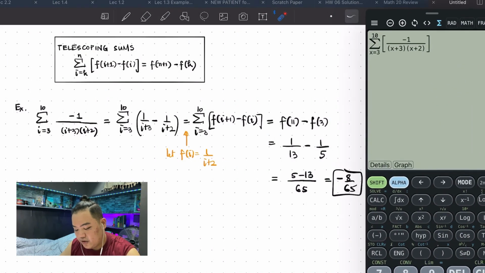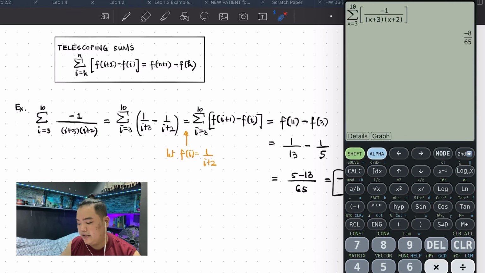So, useful itong telescoping sums, lalo na pag nag-aral kayo ng mga calculus courses.